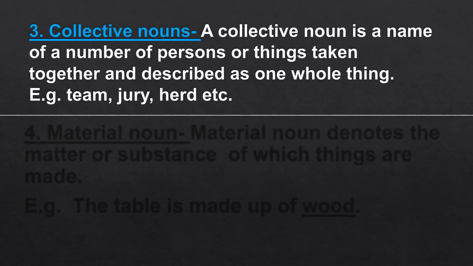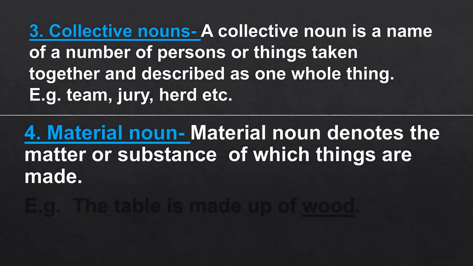The third type is collective nouns. What are collective nouns? A collective noun is a name of a number of persons or things taken together and described as one whole thing. For example, team. A group of players is known as a team. Jury. A group of judges is known as a jury. Herd, etc. So these are the names given to a number of persons or things taken together.